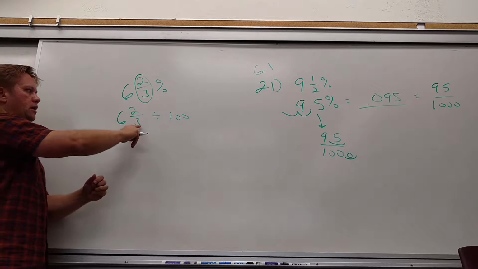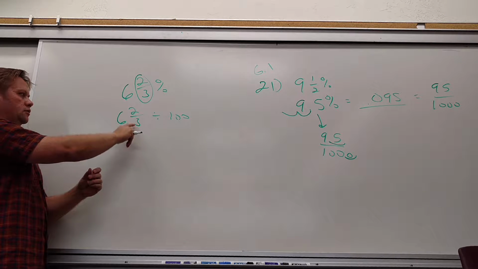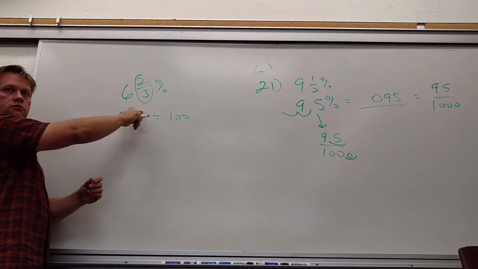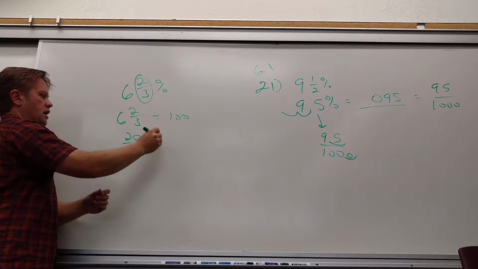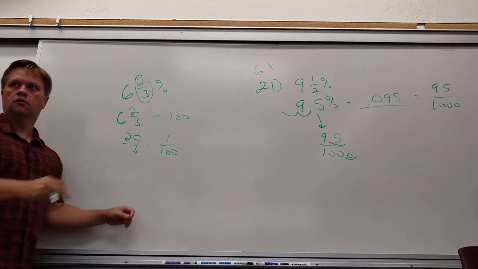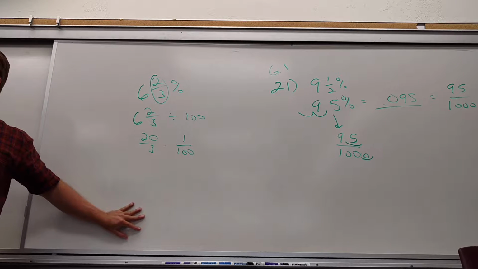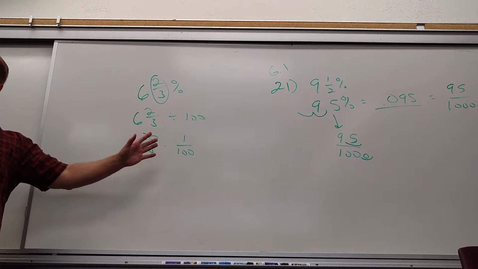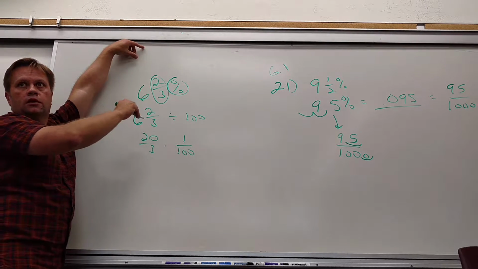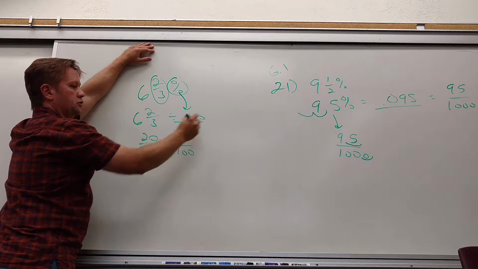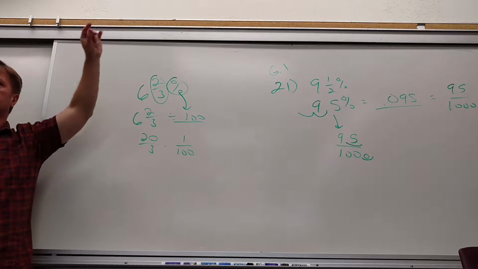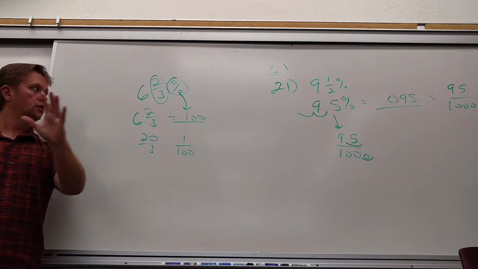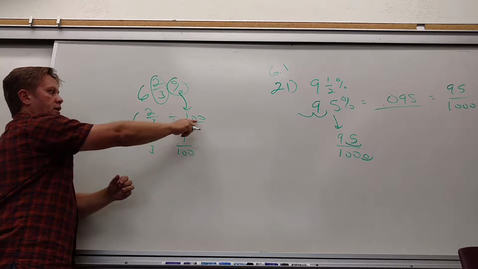So watch. How do I make this into an improper fraction? Yeah, 18 plus 2, 20. Times 1 over 100. And look at that. Isn't that nice? That's beautiful. Look. Do you see that? Because percentage means out of 100, divided by 100. That's why I keep moving the decimal place back twice, because I divided by 100. It moves back twice. It gets smaller. So I take 6 2/3 divided by 100.